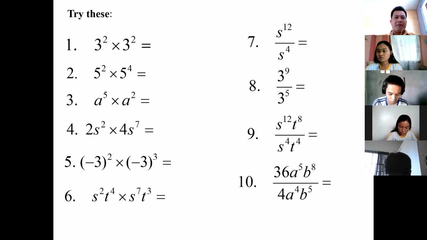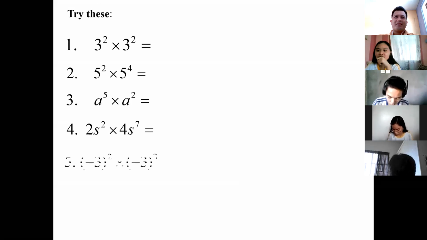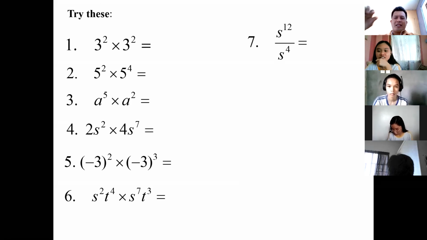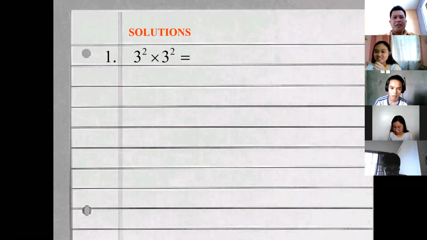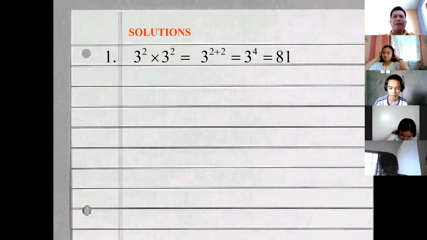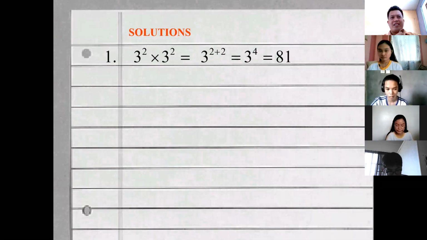Catherine, do we have the answer in number 1? Unmute. 81, sir. Let's see the solution for number 1. 3 to the power of 2 times 3 to the power of 2 is 3 to the power of 4, which is equal to 81. Very good. Catherine is correct that number 1 is 81. See? Easy. Right? Harl, number 2.